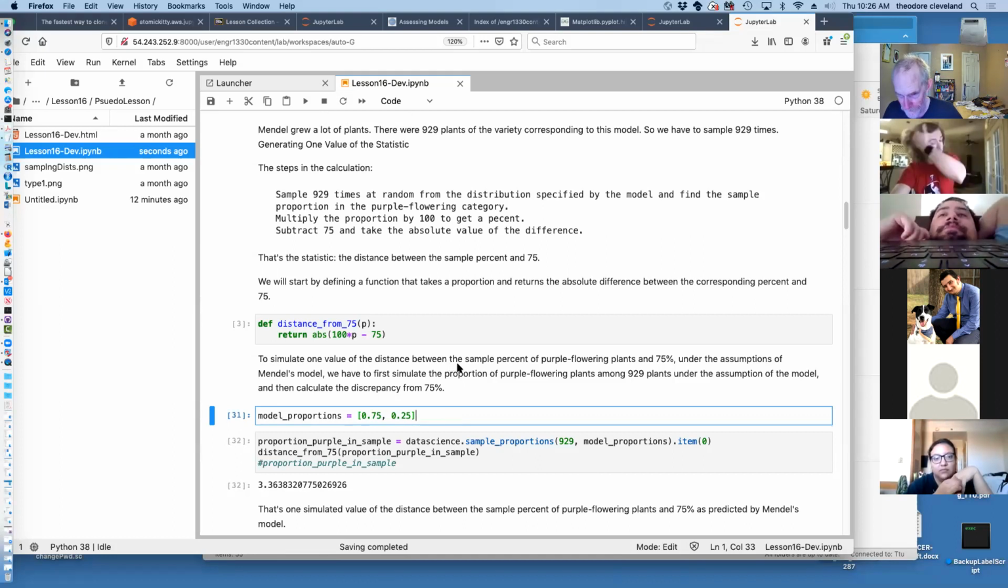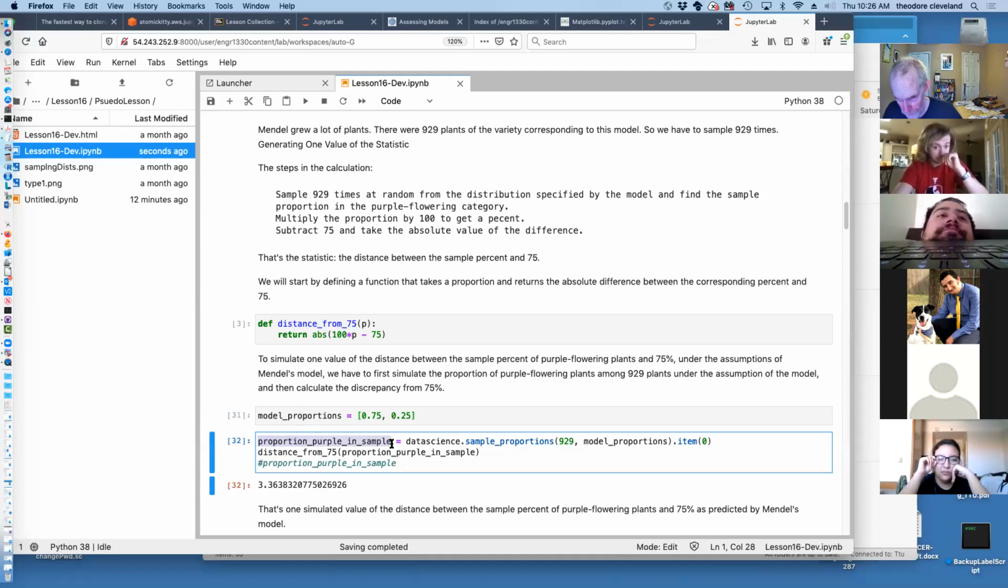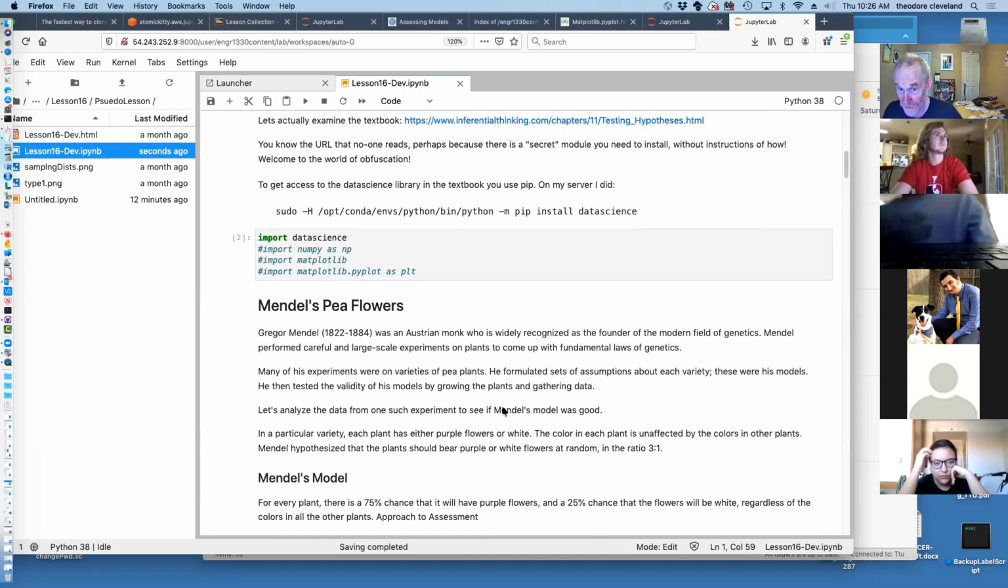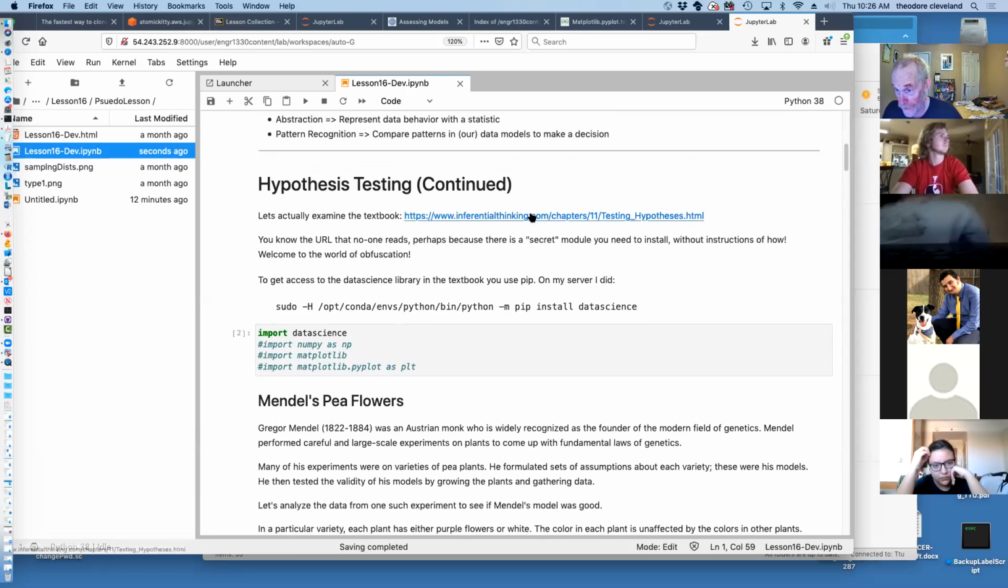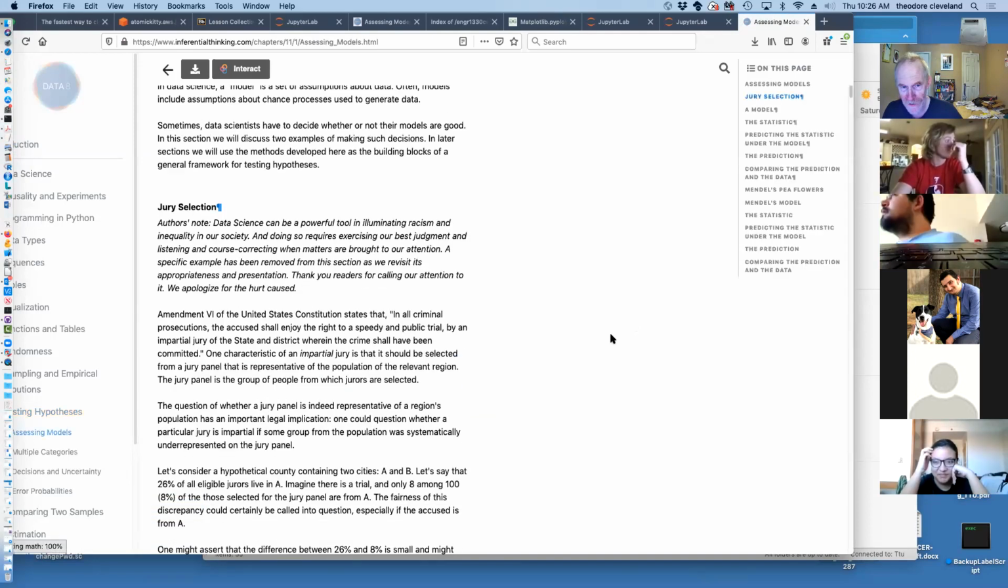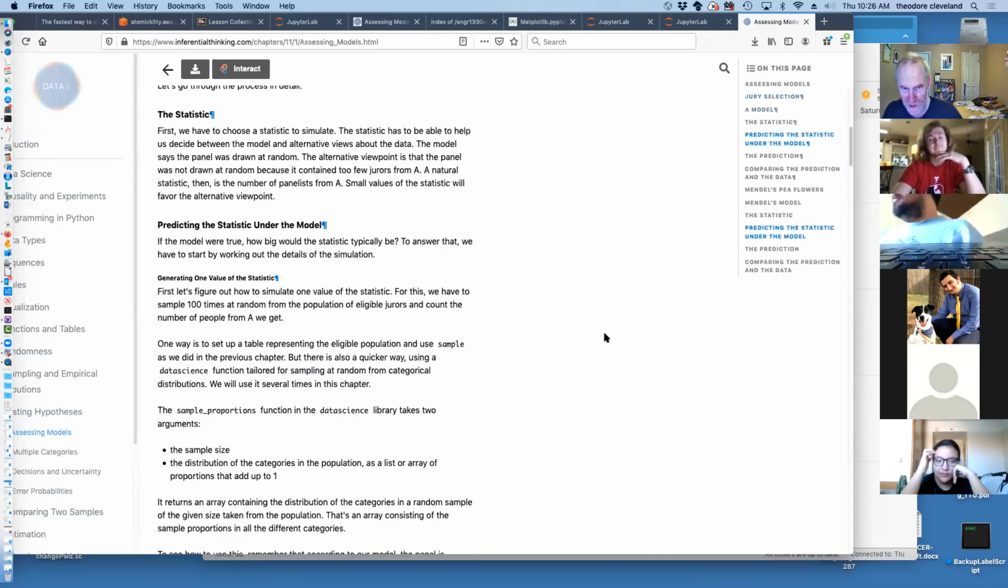Very good. So we have this list, and we're going to have a proportion of purple in a sample equal to this data science object called sample proportions. And to understand what sample proportions is supposed to do, we have to go read the textbook. You know, that's the thing that nobody's ever read. And as we work our way, we'll skip the jury selection.